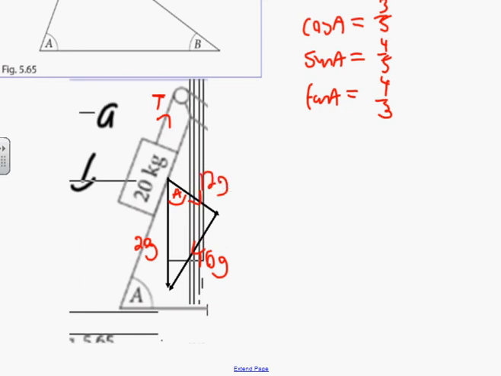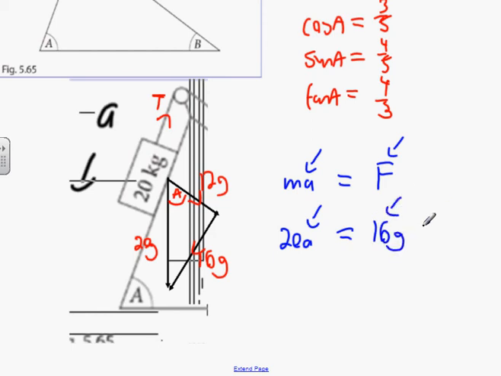So we're just going to work on the formula to the left here. So MA equals F. A is going diagonally down this way, so we want our force to follow suit. So 20 times A, going down this really steep incline, is equal to what, guys? Anybody? 16G minus T. Very handy. Okay, one equation done, next one up.